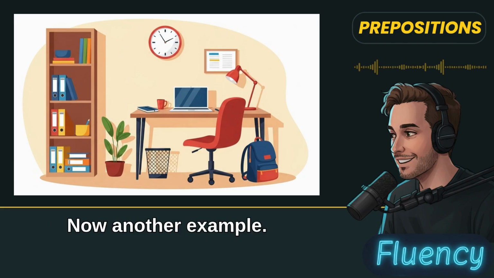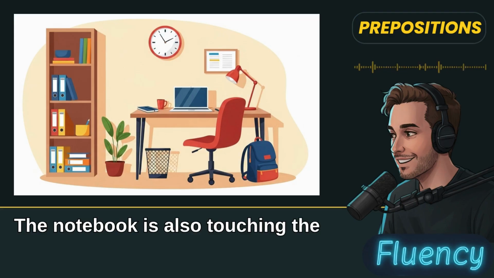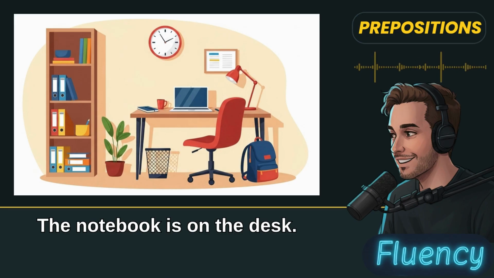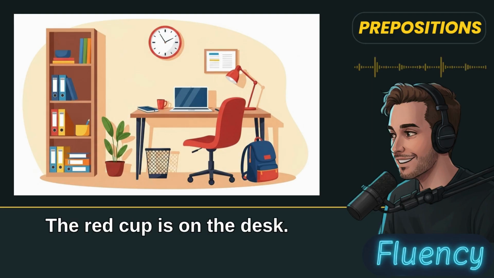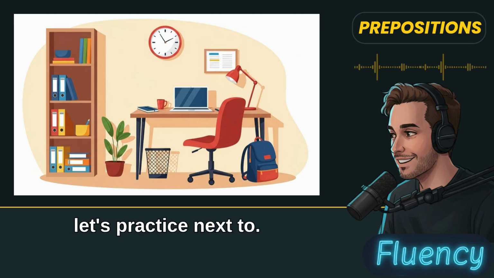Now another example. The notebook is on the desk. The notebook is also touching the surface of the desk. Repeat. The notebook is on the desk. One more. The red cup is on the desk. Simple and clear.